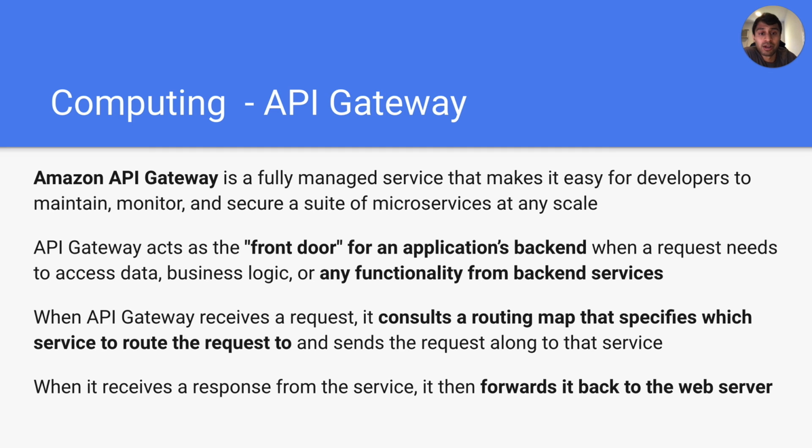So when API Gateway receives a request from a web server for some additional data, again, talking about a more complicated website than a cat one, where data needs to be fetched from databases and services need to be executed to run business logic. So when a request comes in from a web server to what is now the backend, the API Gateway consults a routing map that has been configured that specifies which service to route the request to based on what is being requested, and then sends the request along to that service. When it receives a response back from the service, it then forwards that response back to the web server.